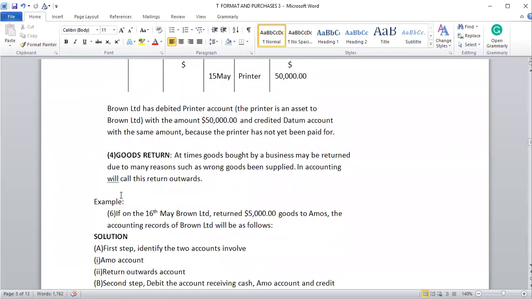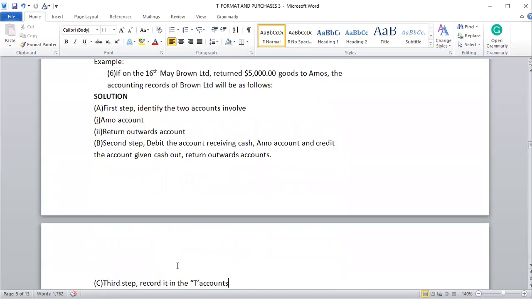So example 6. If on the 16th of May, Brown Limited returned $5,000 goods to Amo, the accounting records of Brown Limited will be as follows. The solution, the double entry principle. The first step, identify the two accounts involved: the Amo account and the return at loss account, and the goods are being returned to Mr. Amo, which is the $5,000 goods.